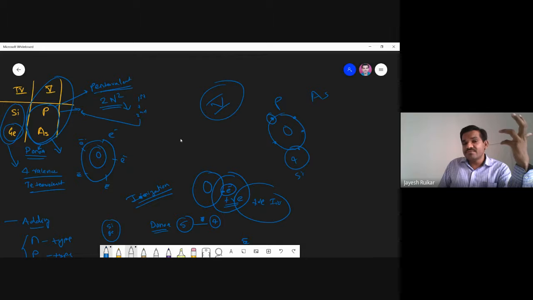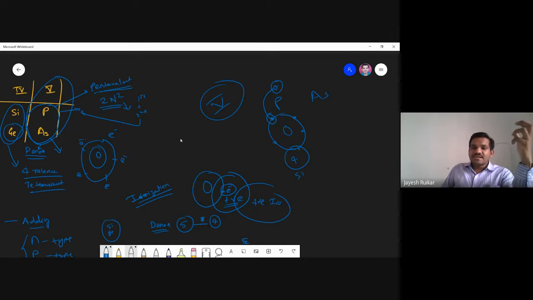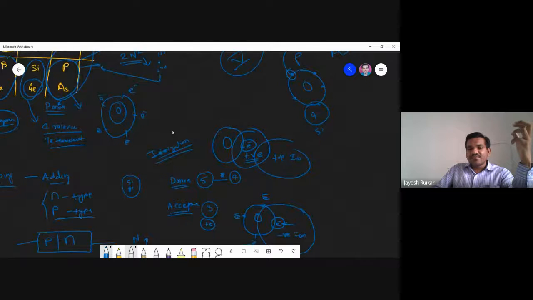So if this fifth electron, or you can say this free electron, starts moving from one atom to another atom, sometimes another atom can absorb these free electrons. So absorption of free electrons will be there.